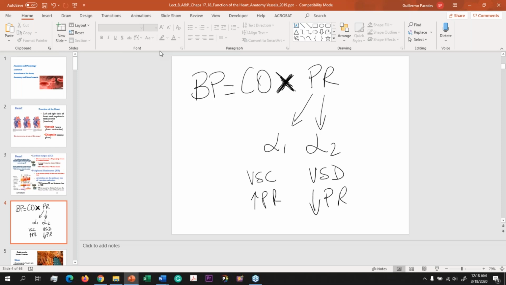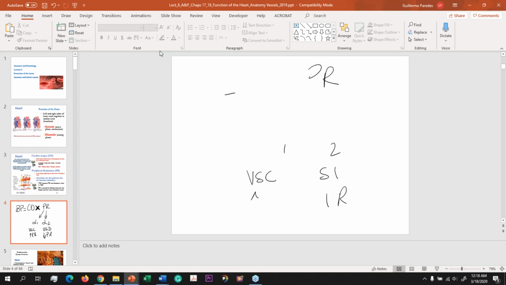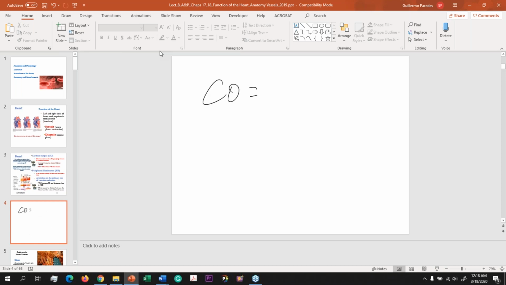The cardiac output is going to be the volume of ejection times again the heart rate. The volume is the venous return. What is the venous return? It is the blood coming from the IVC and the superior vena cava. Where are they going to go? They are going to go to the right atrium.